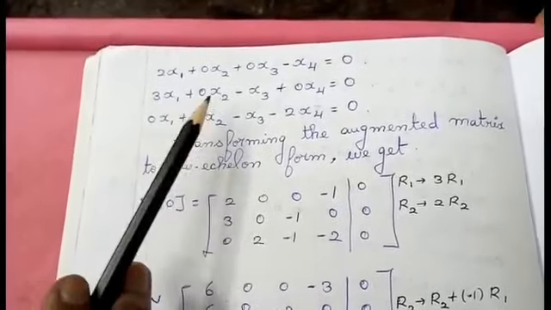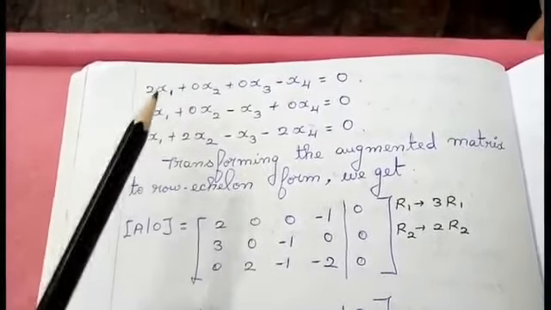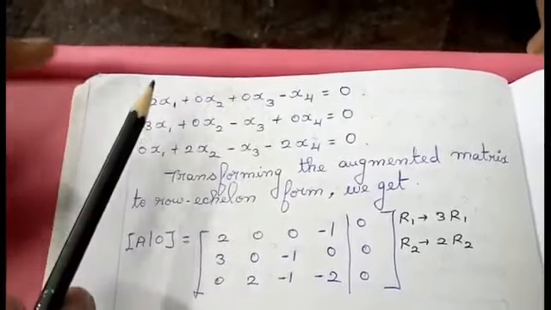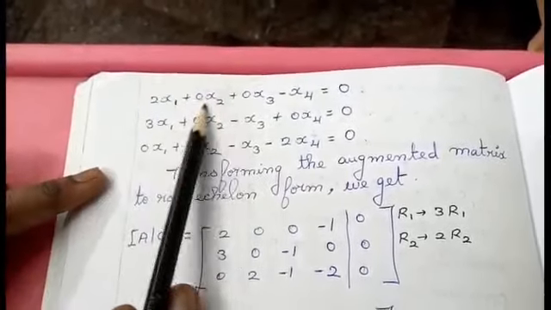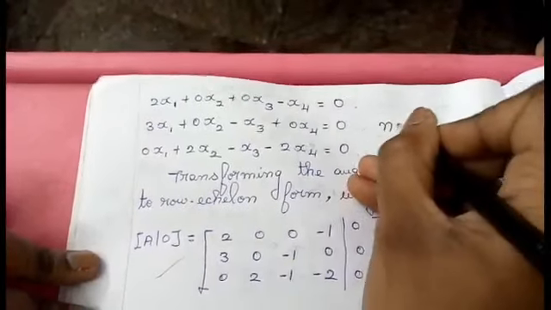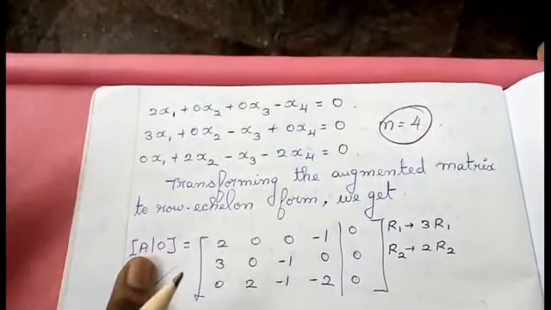From 1, 2 and 3, I can write the equation in this way. Wherever the particular positive integer is absent, I am going to write it as 0 and you are going to arrange the equation, that is x1, x2, x3 and x4. Here, the number of unknowns n is equal to 4. Same procedure we are going to do.